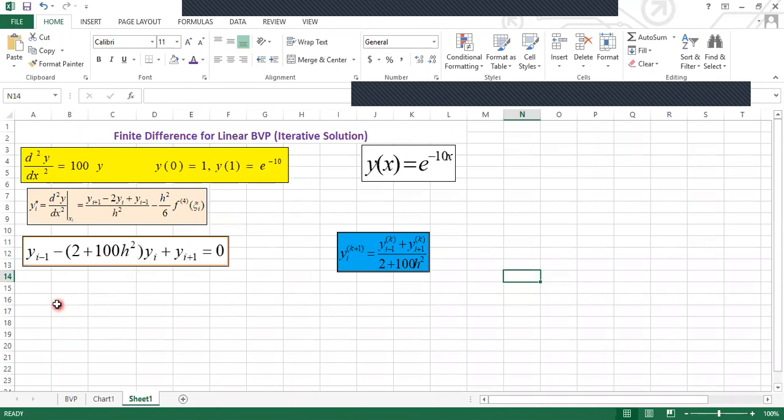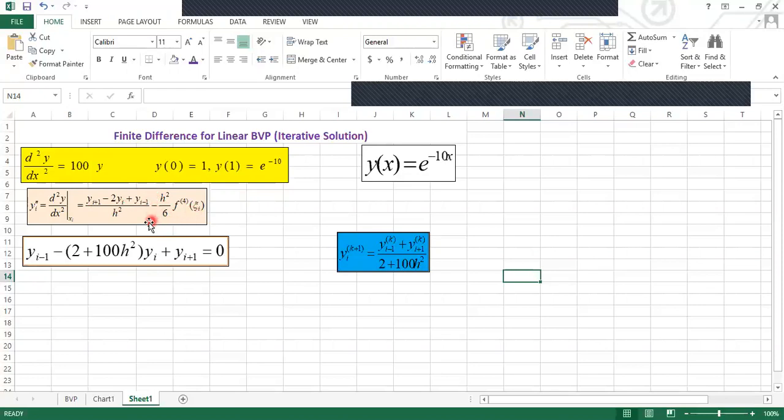So let's develop the scheme. While solving the differential equations using finite difference scheme, we have to provide the numerical equivalent for the derivatives for all the nodal points. So for the second derivative, we have the expression y(i+1) minus 2yi plus y(i-1), minus h squared by 6 f fourth prime of xi.